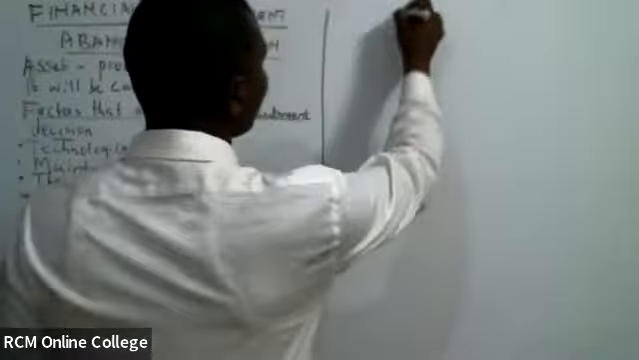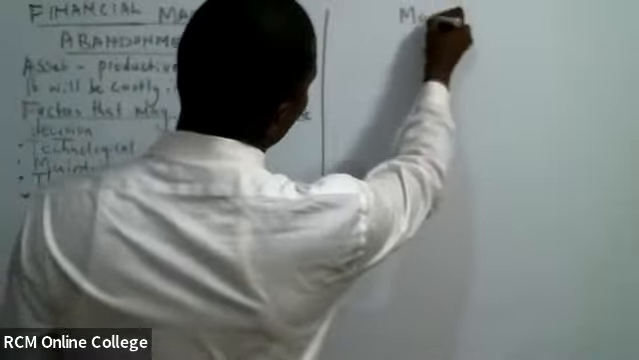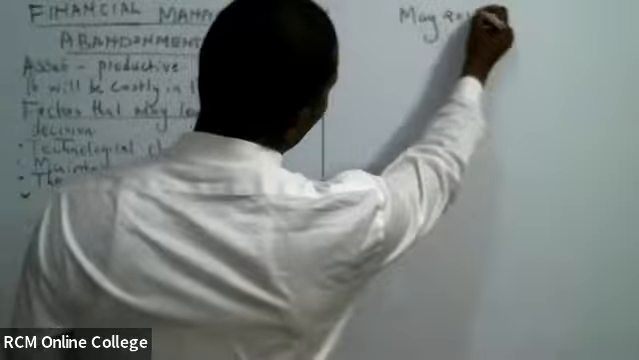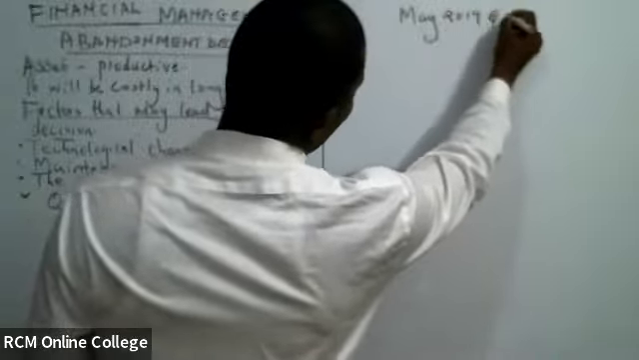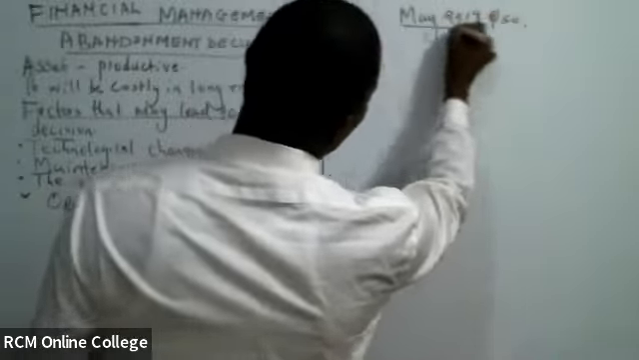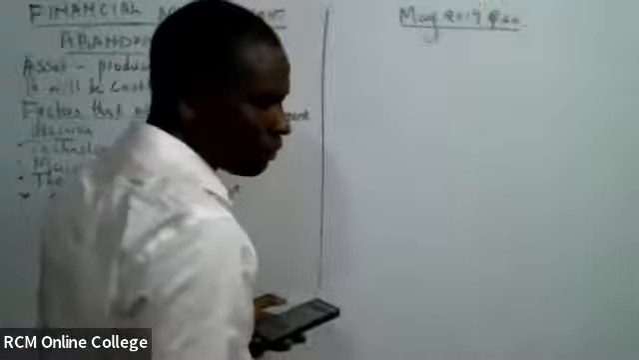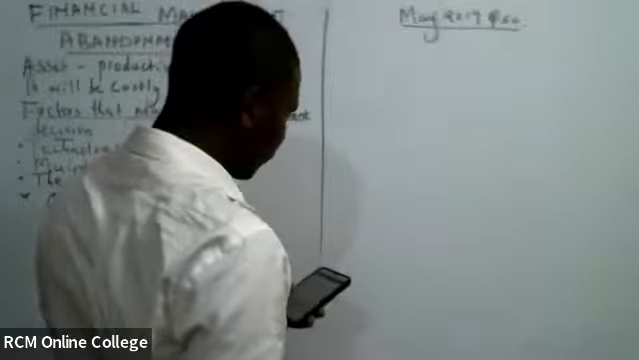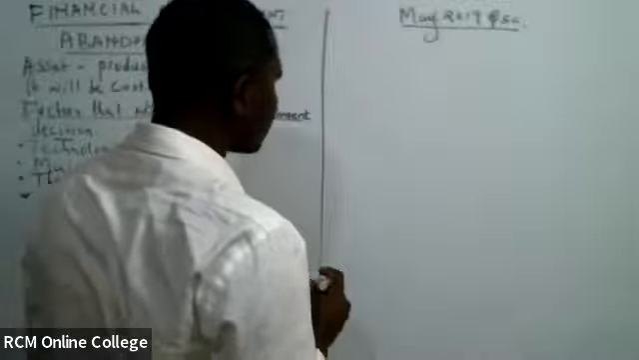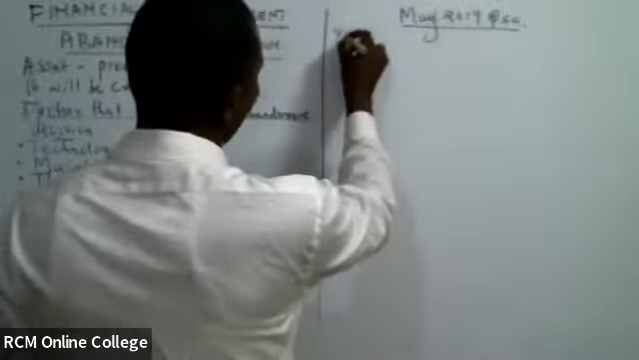This is May 2019, question number 5C. So we are looking at this question step by step. So we start with the year one.